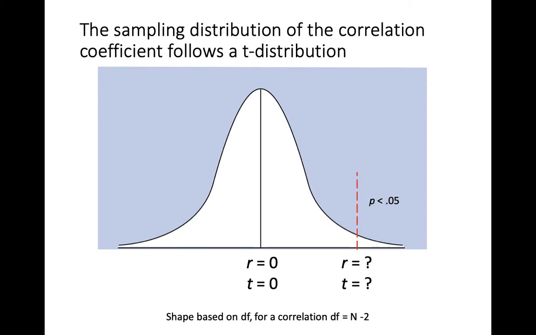It turns out that the sampling distribution of the correlation coefficient follows a t-distribution. So we've already learned about t-distributions in this class. Okay, a t-distribution is going to be centered around a value of 0. Okay, and under the null hypothesis, that would mean that the most typical average value of all of these possible samples that we could take would be 0.